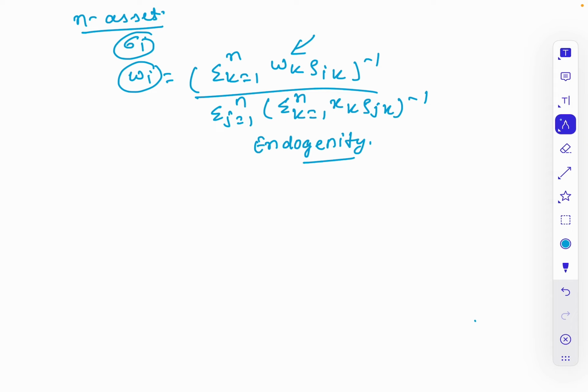What does endogeneity imply? It is a situation where a variable is both influenced by and influences other variables in the system. Wi is a variable whose value you have to find, but in the expression for Wi you will find Wi itself. So how will you find Wi? This is a case of endogeneity, and hence you will not be able to find the solution analytically. So how do we do it? We have to use a numerical optimization technique to find weight i.